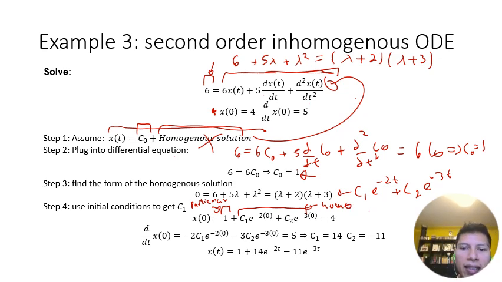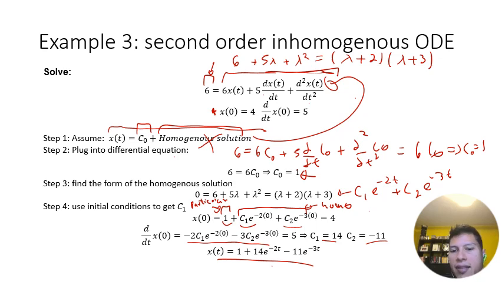And then we evaluate it at 0, so we're going to get that 1 plus C1 plus C2 equals 4. And then we take the derivative of the equation to get, when we take the derivative of 1, we get 0. So we're just going to get, for this one, -2C1, and then for this one, -3C2. And then we're going to have these two equations, and then we can use those to solve for the coefficients. And then finally, we're going to get that this is our solution.